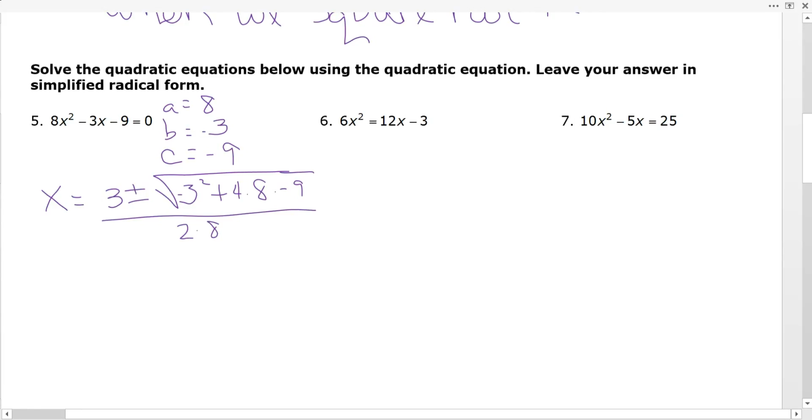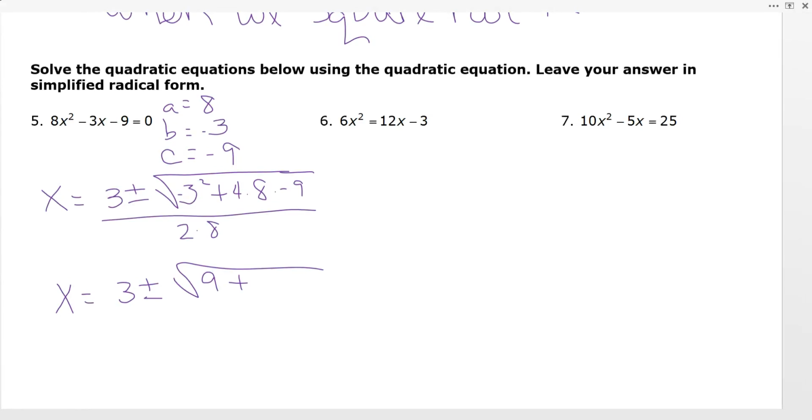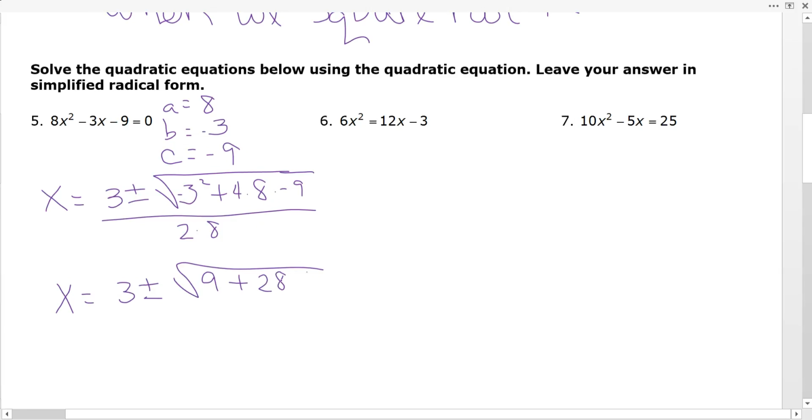You can put this in the calculator, but you can't do the plus or minuses in your calculator. So it doesn't really work to put the whole thing in there. But let's think about what we could put in the calculator. You could put everything inside your square root in the calculator. So 3 plus or minus the square root of 9 plus 4 times 8 times 9 is 288. And all that's divided by 16.